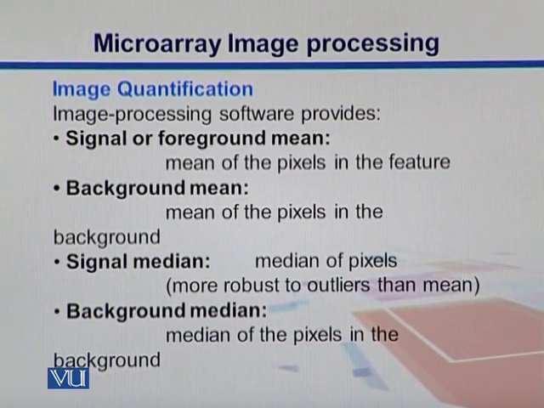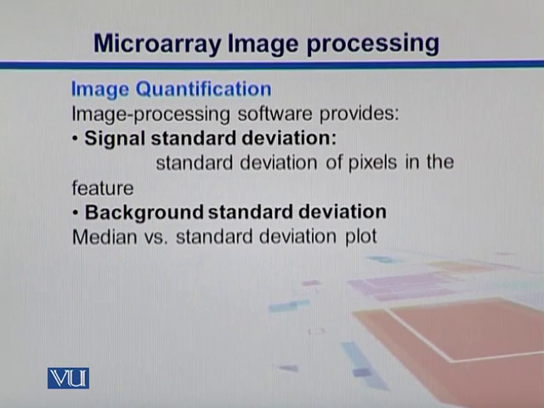They provide signal or foreground means, where we take the mean of the pixels in the features. Background mean represents the mean of the pixels in the background. The same way they give us signal medians and background medians. Sometimes we use means in our calculations, and we might use medians also where we have issues like means being skewed because of some extreme values. Same way those software packages provide us the signal standard deviation as well as the background standard deviations.